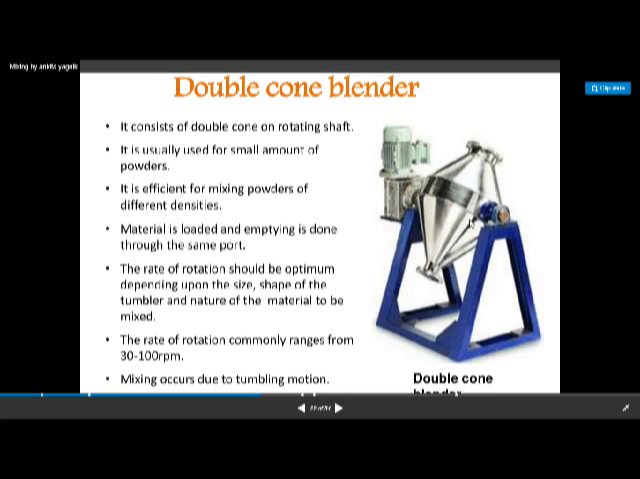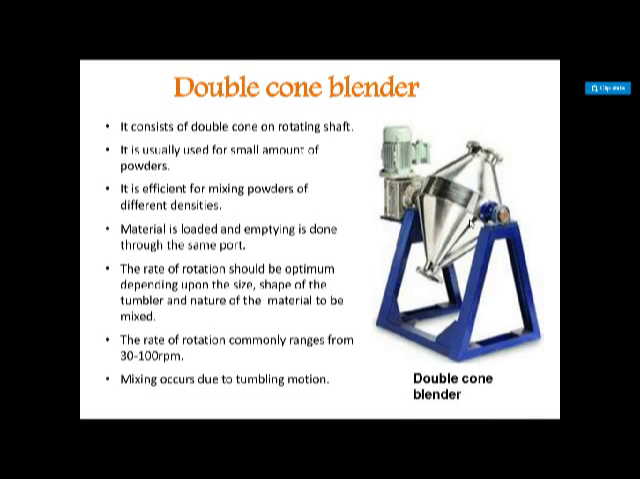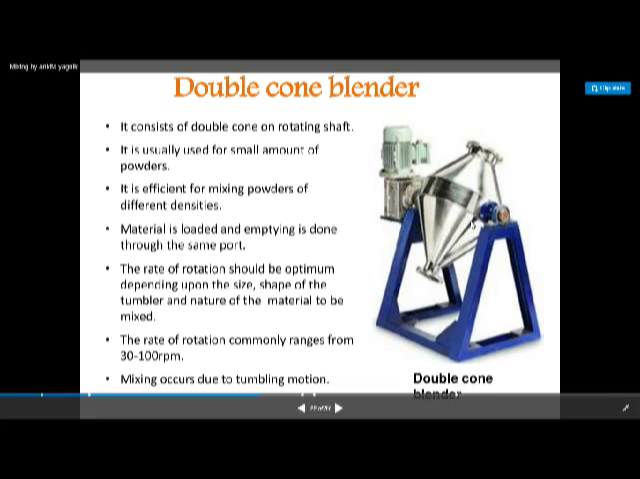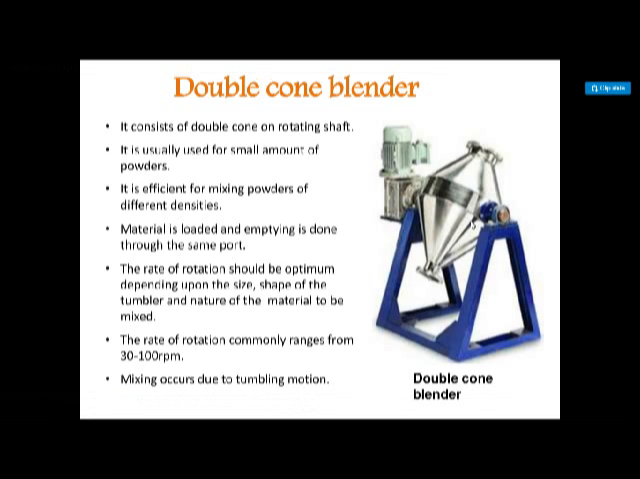The rate of rotation should be optimum. Again the same thing: if it is less than optimum, there will not be tumbling action, and if it is more, there will be more fines. So depending on the size and shape of the tumbler and the nature of the material, the rate of rotation is decided, and generally it is in the range of 30 to 100. Mixing occurs due to the tumbling action.